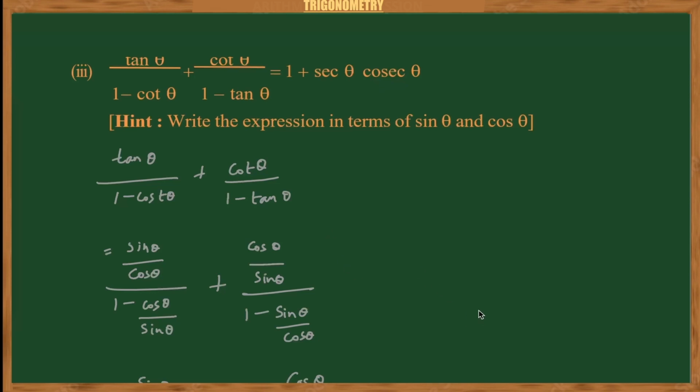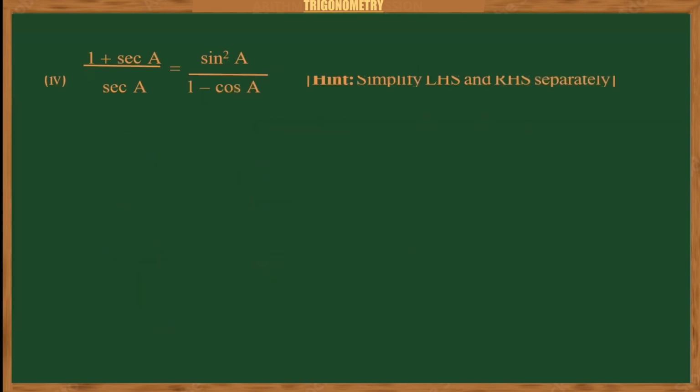Okay, let's move to the next question, students. Let's read here: 1 plus secant A divided by secant A is equal to sine square A divided by 1 minus cos A. The hint is given: LHS and right hand side, simplify separately. Whenever we get this, we need to put it in the formula if it fits. We have three formulas. If it doesn't fit, then we simplify by putting it in the sine and cos format. So let's start with converting into sine and cos format.